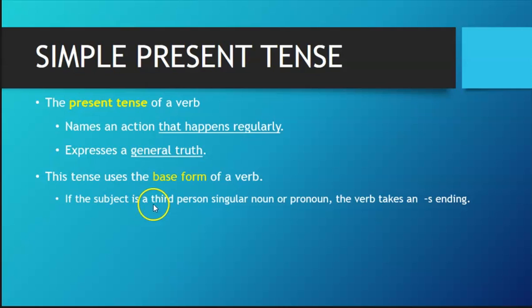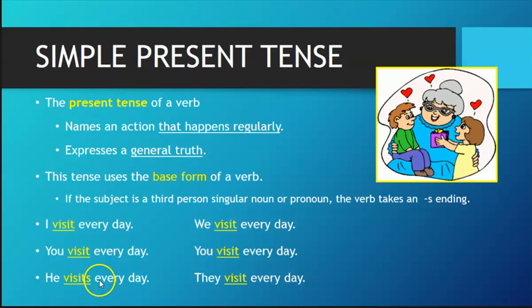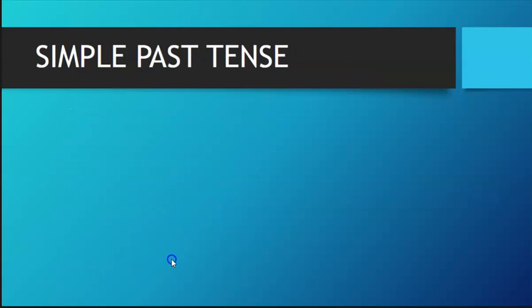It uses the base form of the verb. And as I showed you in the previous slide, if the subject is third person singular, that's he, she, or it, then we add an S to the end of the base form. So some examples: I visit every day. Notice it doesn't say I am visiting. It's I visit. This is simple present tense. We visit every day. We're just using the base form. You visit every day. You being plural, more than one of you visit every day. He visits every day. Here we have the S added, and then they visit. So all of these use base form. It's just adding the S here. And this is simple present tense.